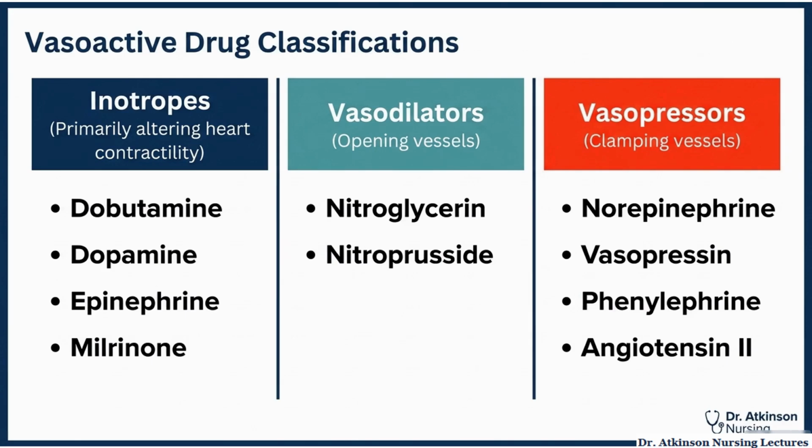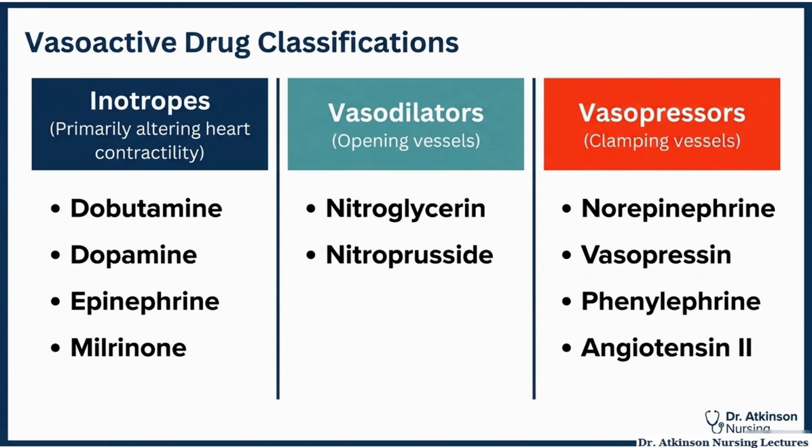You reach for inotropes when the problem is pump failure, cardiogenic shock. Vasodilators, nitroglycerin, nitroprusside, open the vessels. These are used in specific scenarios where afterload reduction is the goal, not as first-line shock drugs. Vasopressors, norepinephrine, vasopressin, phenylephrine, angiotensin II. Clamp down the vasculature to raise perfusion pressure. Norepinephrine is your workhorse first-line pressor in most types of distributive shock. Know which class you're using and why. Exam question. Giving a vasopressor to a patient in cardiogenic shock without also addressing contractility can make things worse.